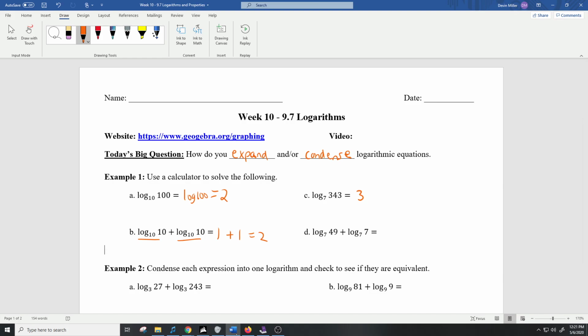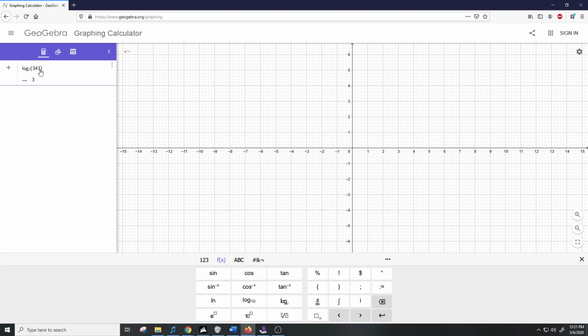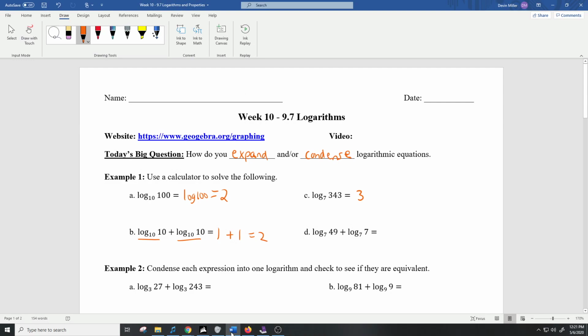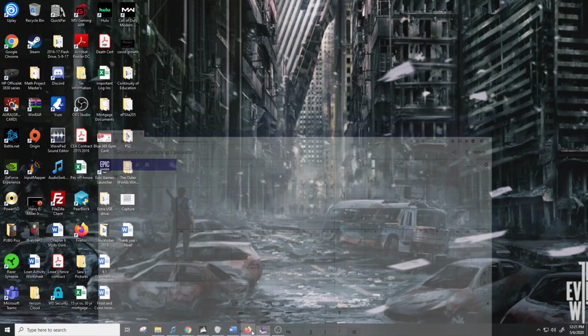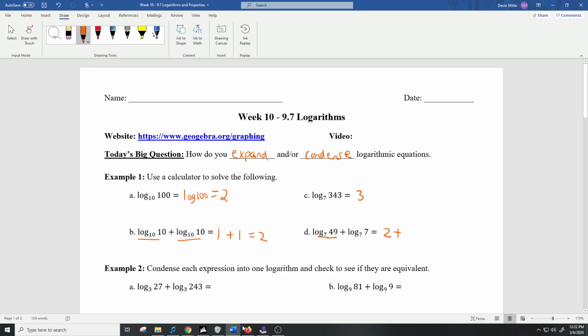Okay, part D, log base 7 of 49 plus log base 7 of 7. So let's put both of those in there. Maybe I can put them in there one at a time. Log base 7 of 49, that's 2. So the first part is 2 plus log base 7 of 7. Just change this to a 7. That is 1. Whoops. 2 plus 1 is 3.